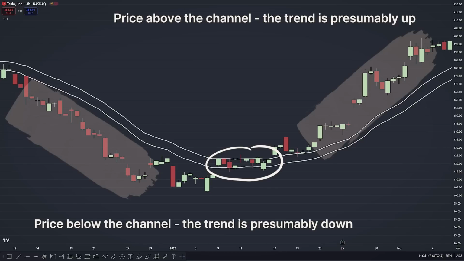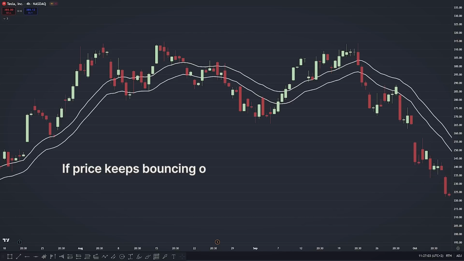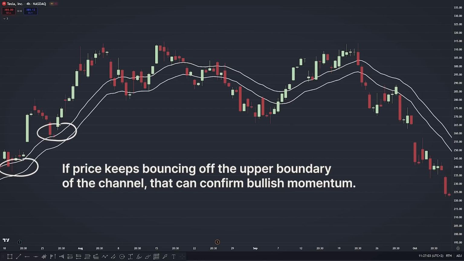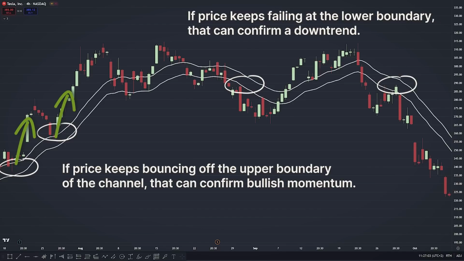Then you see where the nearest big round numbers lie. If the market is in an uptrend, you might plan to buy a breakout above the round number. If the market is in a downtrend, you might plan to sell a breakout below a round number. The channel can also serve as dynamic support or resistance. If price keeps bouncing off the upper boundary of the channel, that can confirm bullish momentum. If it keeps failing at the lower boundary, that can confirm a downtrend.